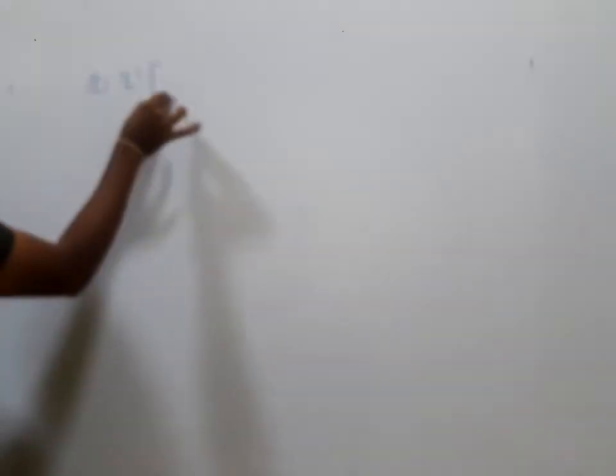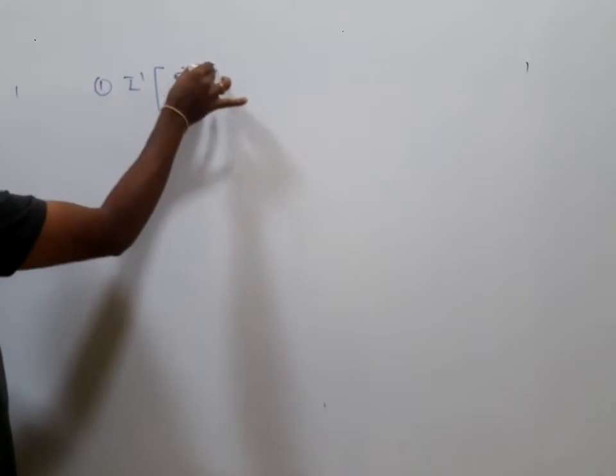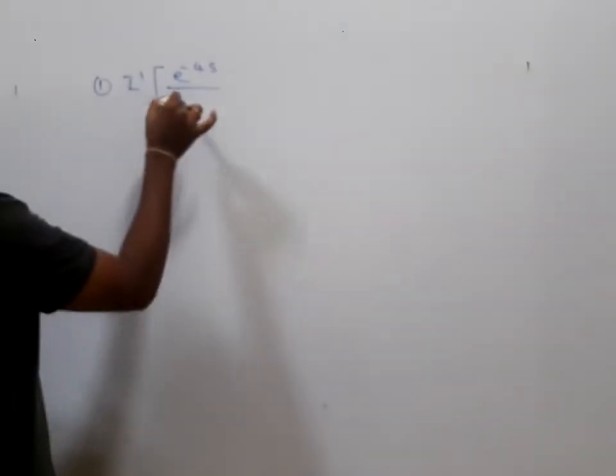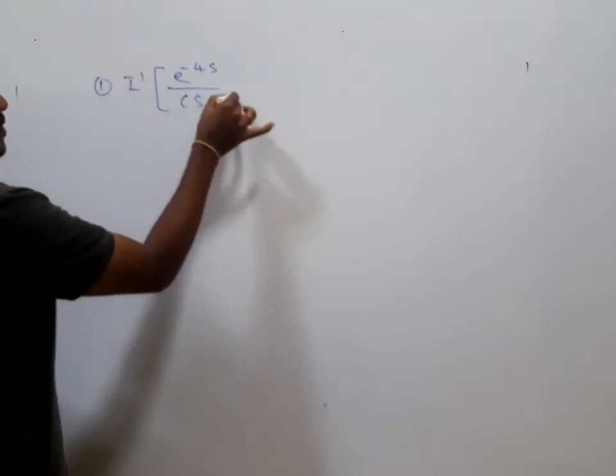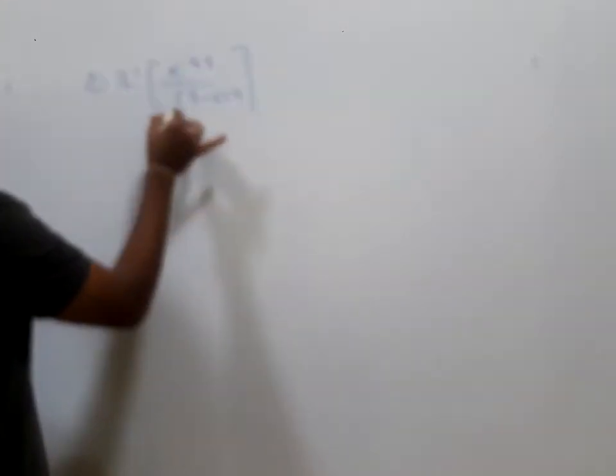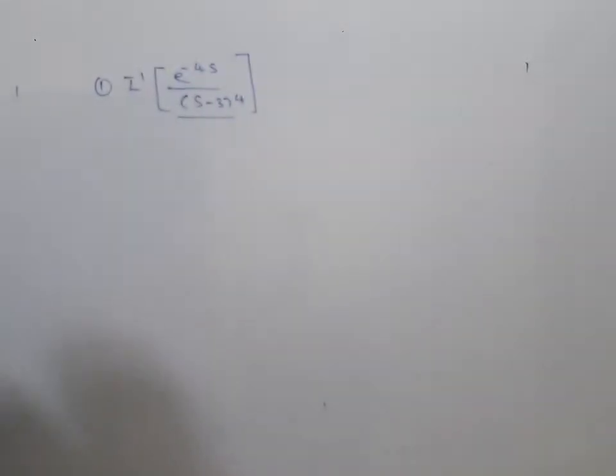Evaluate L inverse of e to the power of minus 4s divided by s minus 3 whole to the power of 4. Listen, if you see this input, first you go for 1 by s to the power of 4, 1 by s minus 3 whole to the power of 4, next e to the power of minus 4s divided by s minus 3 whole to the power of 4.